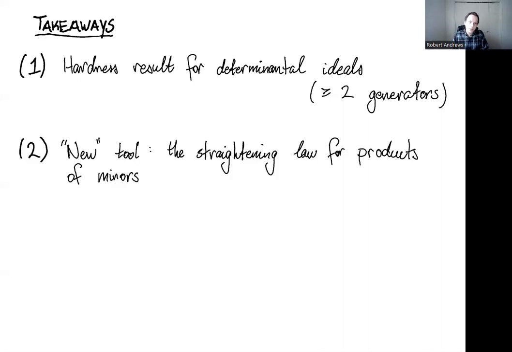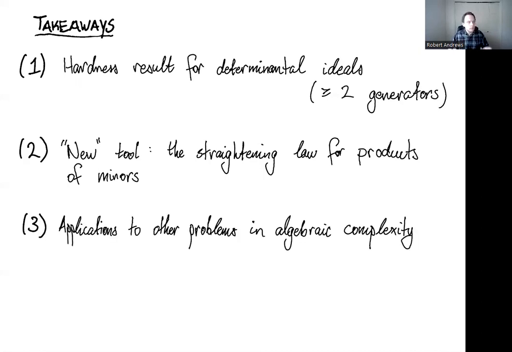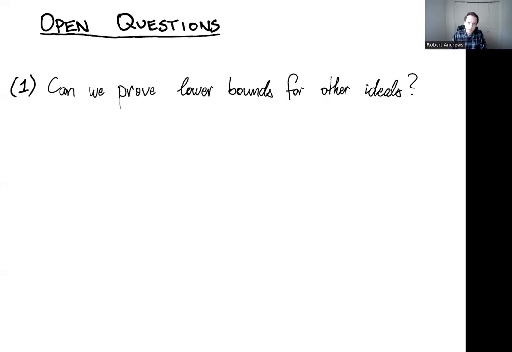The second thing I want you to remember is we used a quote-unquote new tool to prove our theorem. I say new, it's new to us, but of course it's almost 50 years old. And then the third thing to remember is, well, we gave a number of different applications of this result. So it seems like it's a very useful tool to prove other things in algebraic complexity. So these are the things I want you to remember. So let me end with a few open questions from this work.